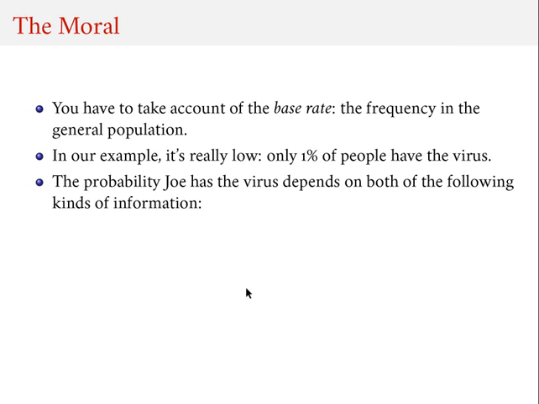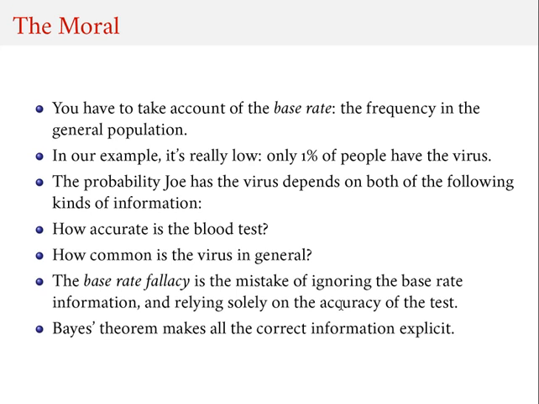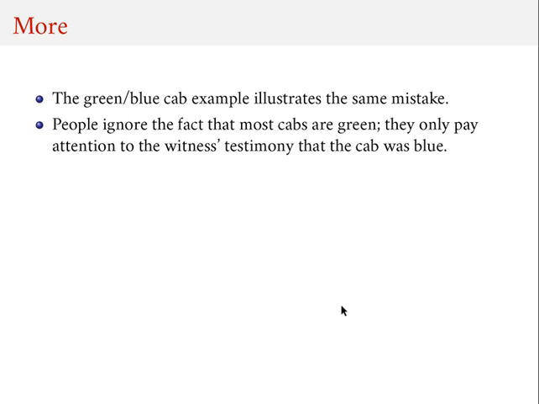And it's an unfortunate fact that many people make this mistake, and they only think about the accuracy of the test or the reliability of the witness, etc. Whereas if we are careful to accurately apply Bayes' theorem in our reasoning, then we can avoid this mistake. And again, the green and blue cab example from the very beginning illustrates this same mistake. Most people, in answering that question, ignore the fact that most cabs are green, and they only pay attention to the witness's testimony that the cab was blue.